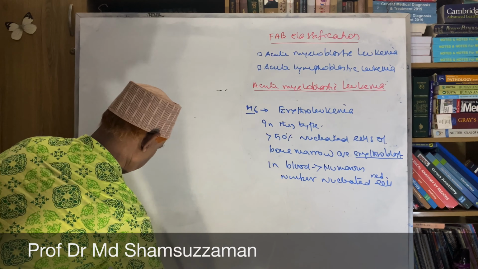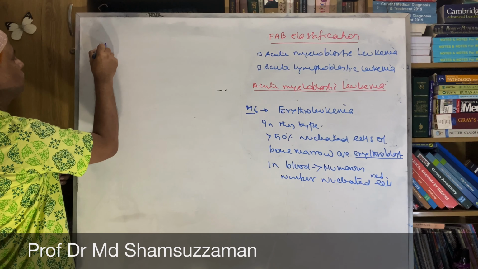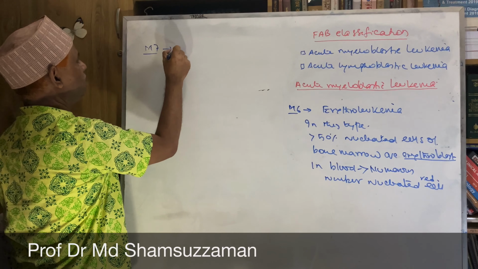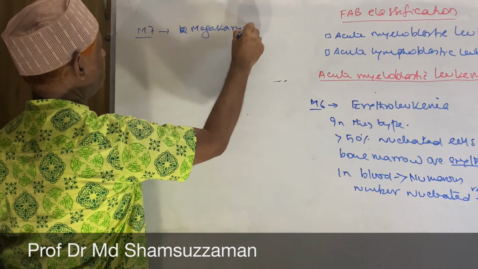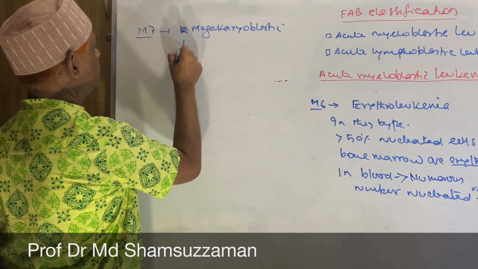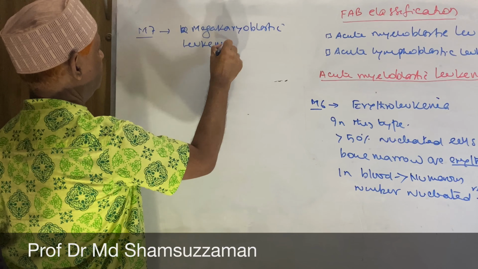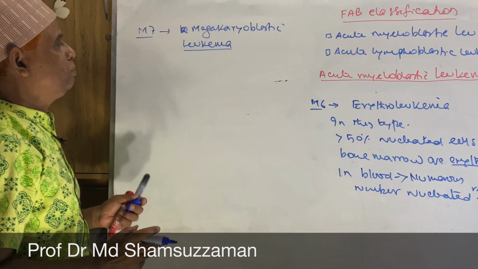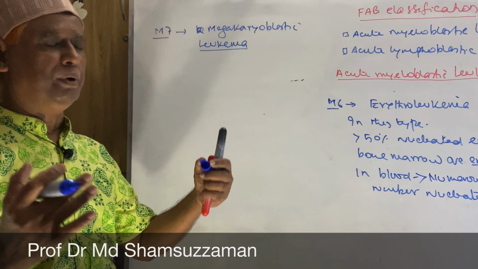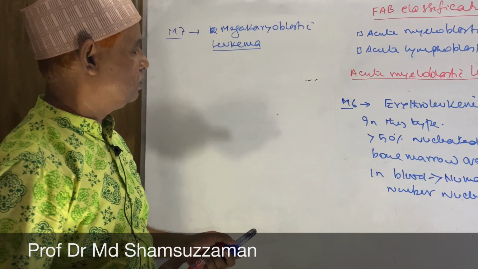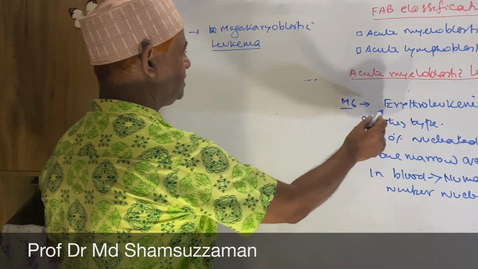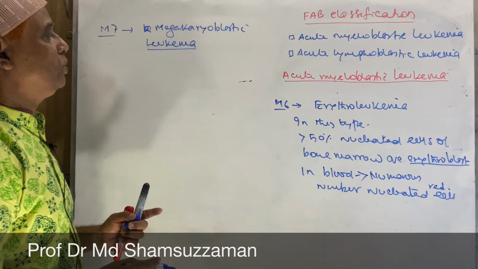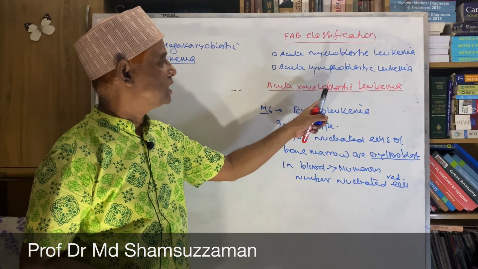Now come to M7. It is called megakaryoblastic leukemia. Dear audience, you know from the megakaryoblast, megakaryocyte comes, and from the megakaryocytes we get platelets from the bone marrow. So this is the FAB classification, where you get leukemia of RBC, leukemia of megakaryocyte. So this is all about the acute myeloblastic leukemia.